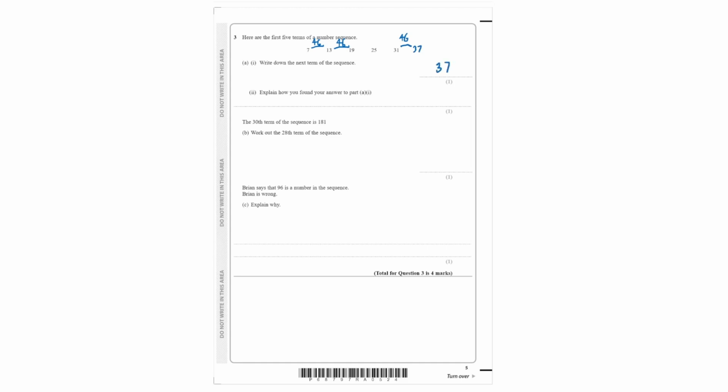37. Explain how you found your answer in part A1. We add 6. The 30th term in the sequence is 181.